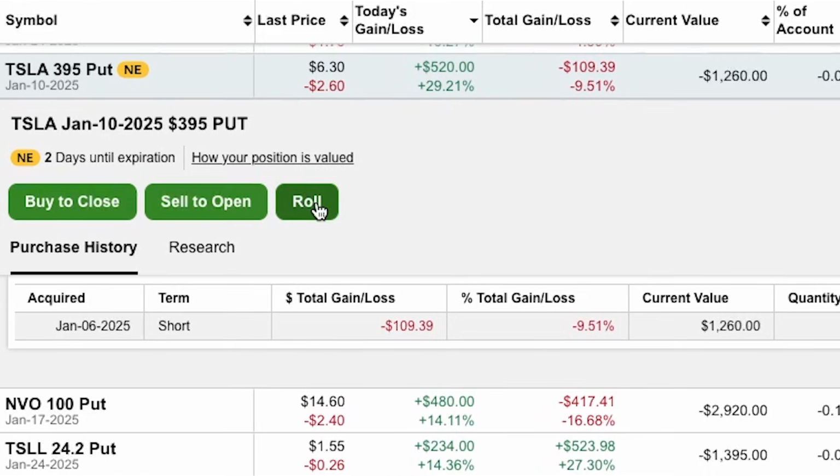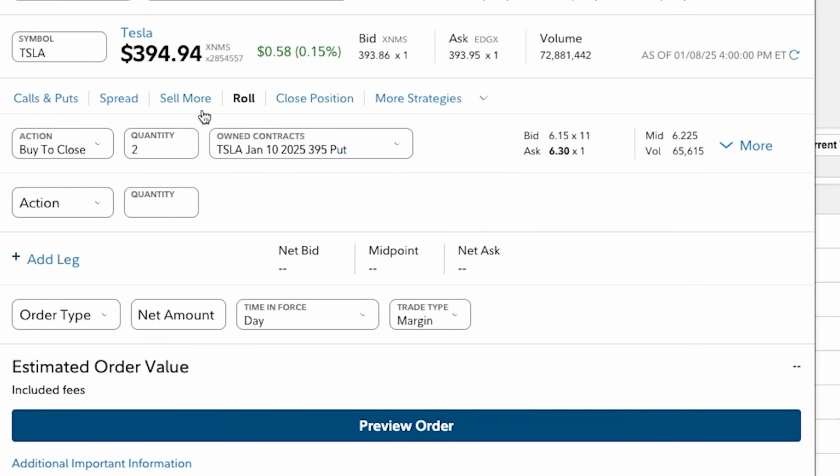So what would happen when you roll this? It's going to populate the trade for you. Now, there's a couple of contracts, so we'll look at both of these. And it populates the initial contract. Right here, it says buy to close, and it has the contract $395, January the 10th for Tesla, and it's showing you the bid, the ask, and the midpoint for it.